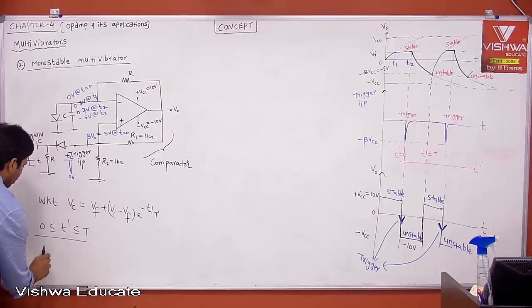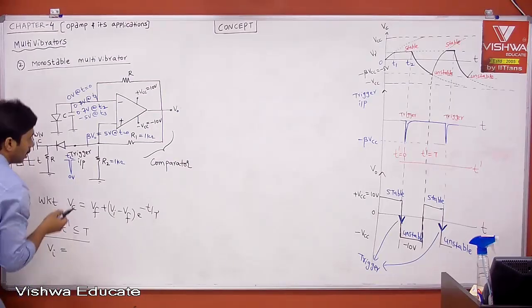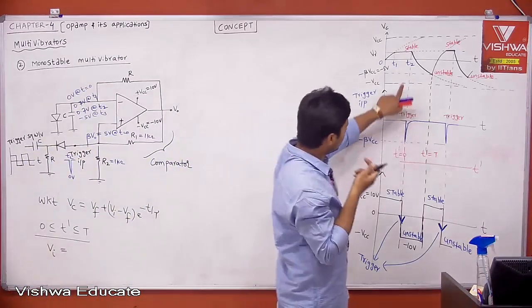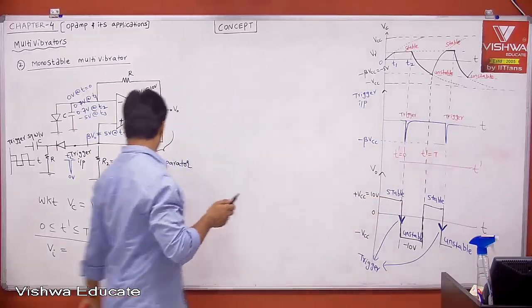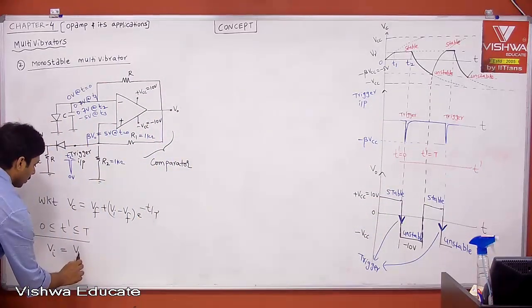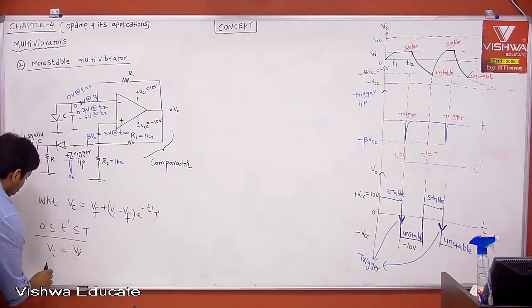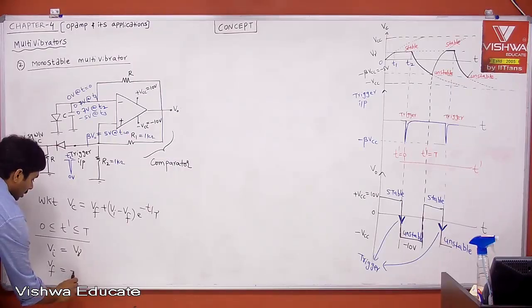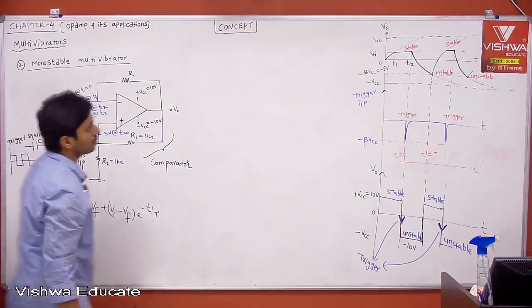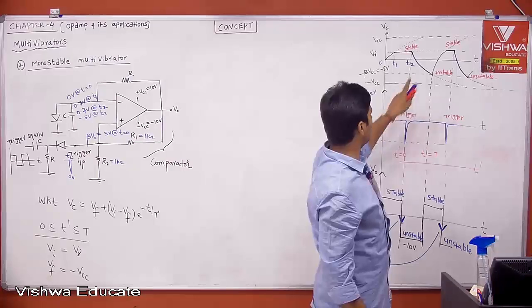In this time, what is the initial voltage? Therefore, tell me with respect to time, what is the initial voltage? V gamma. Then what is the final voltage? Let us say the final voltage is nothing but minus VCC. That is what it is trying to charge. It is trying to charge to minus VCC.